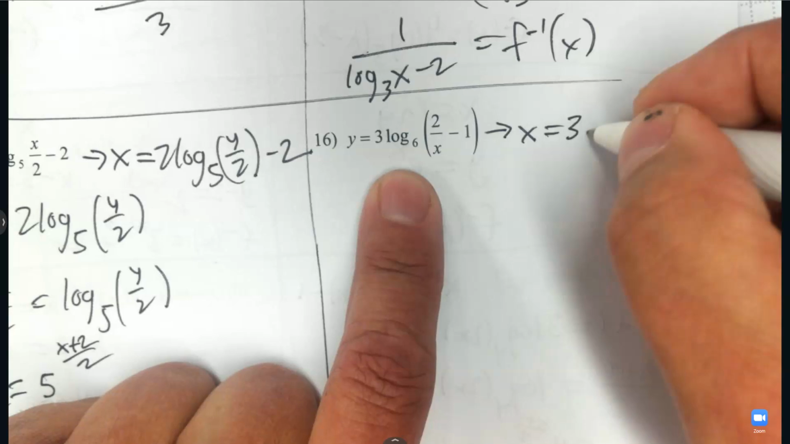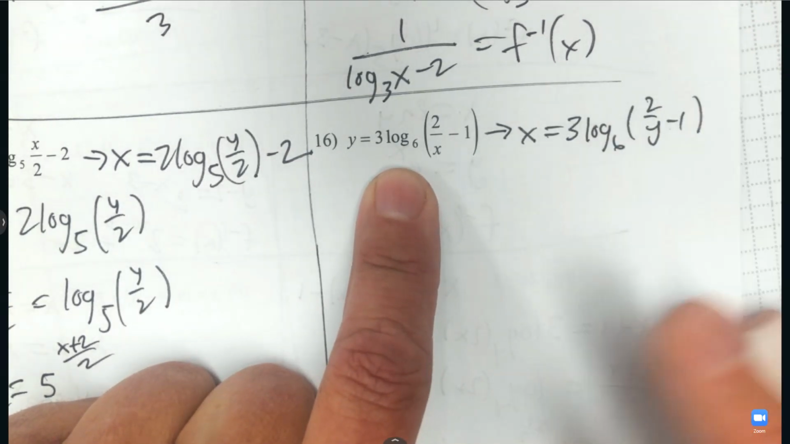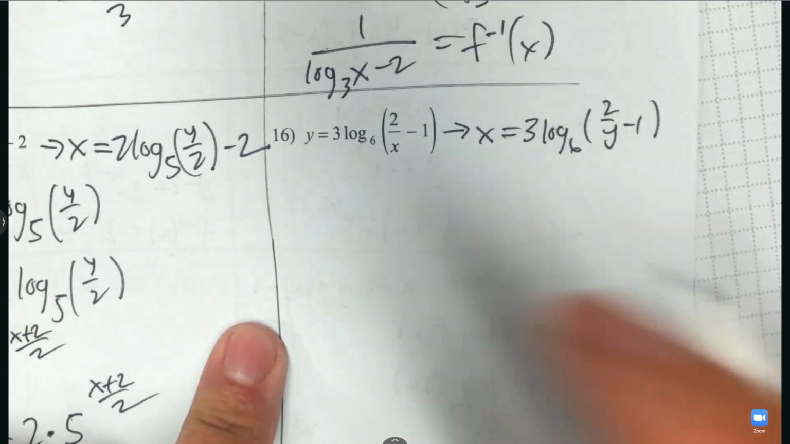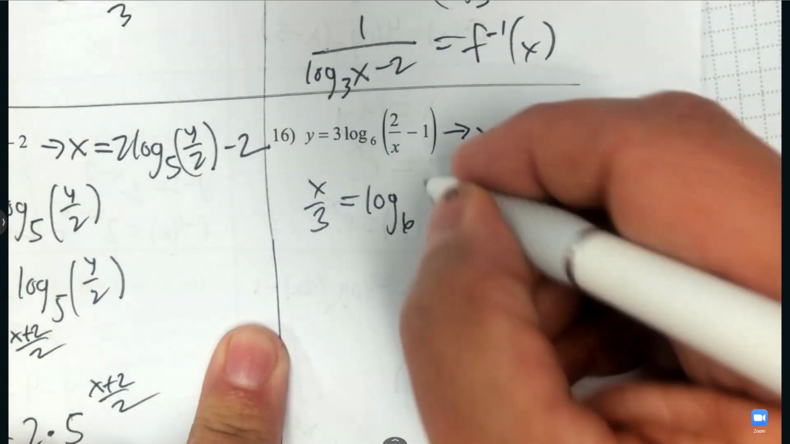All right, last one. You guys are doing great. And then we're done. So let's see if you did it right. Inverse this. X equals 3 log base 6 of 2 over y, subtract 1. Step 1 is to divide by 3. Now the logarithm is isolated.